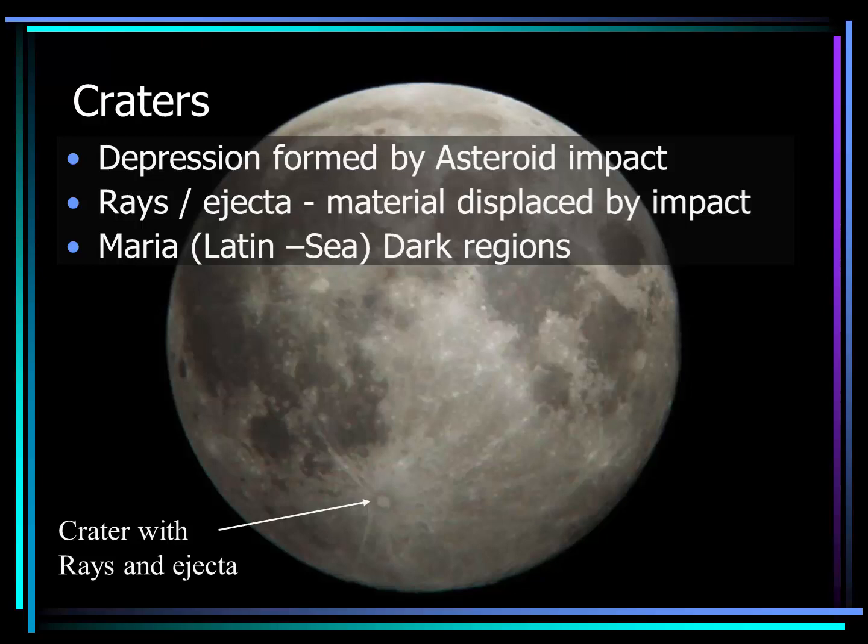One of the other obvious features of the Moon are the maria. Mare, or maria, plural, is a Latin word for the sea. These are the large dark regions that are easily seen on the Moon.